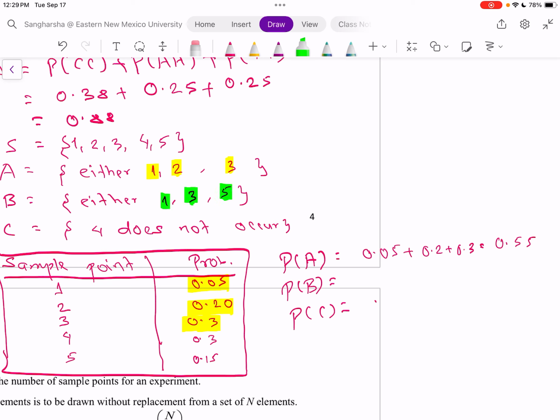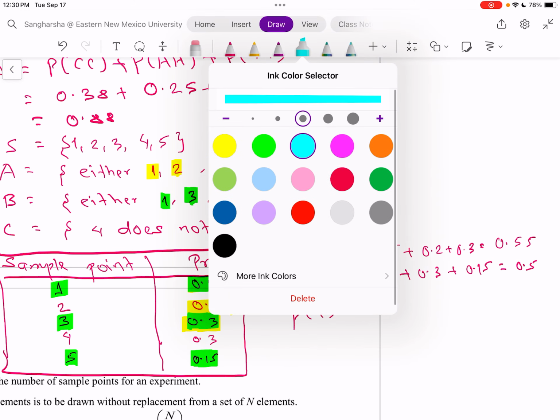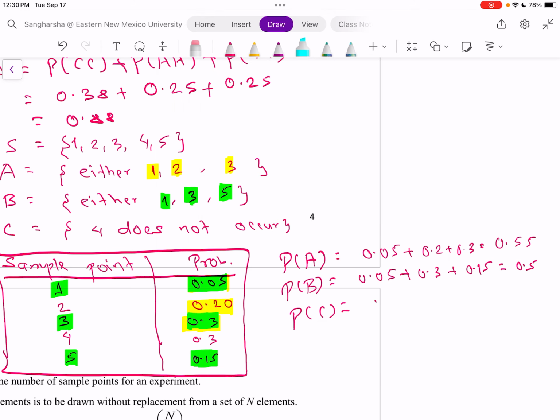For the probability of event B, event B has sample points 1, 3, 5. So you are adding the probability of 1, which is 0.05, of 3, which is 0.3, and of 5, which is 0.15. So 0.05 plus 0.3 plus 0.15. This is 0.5.